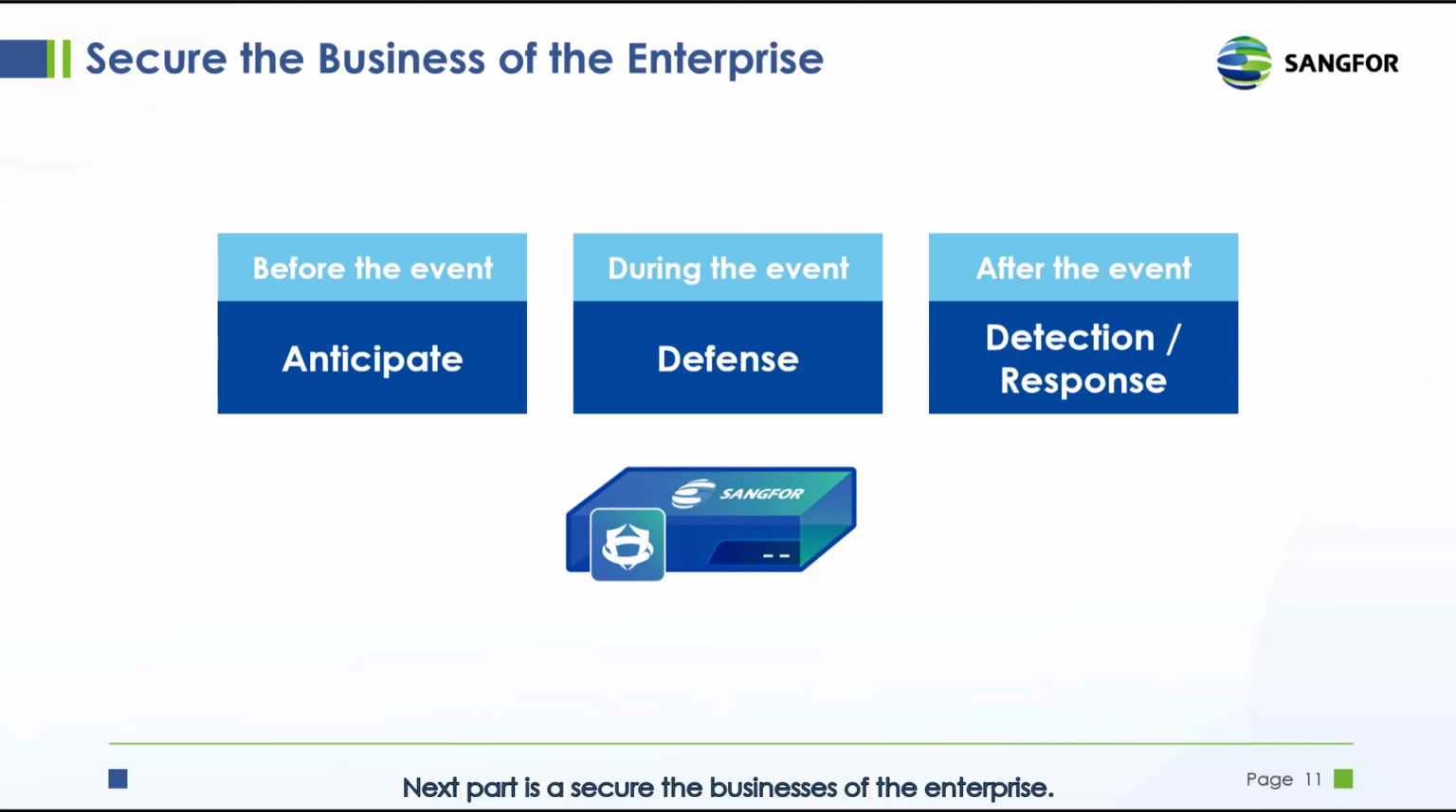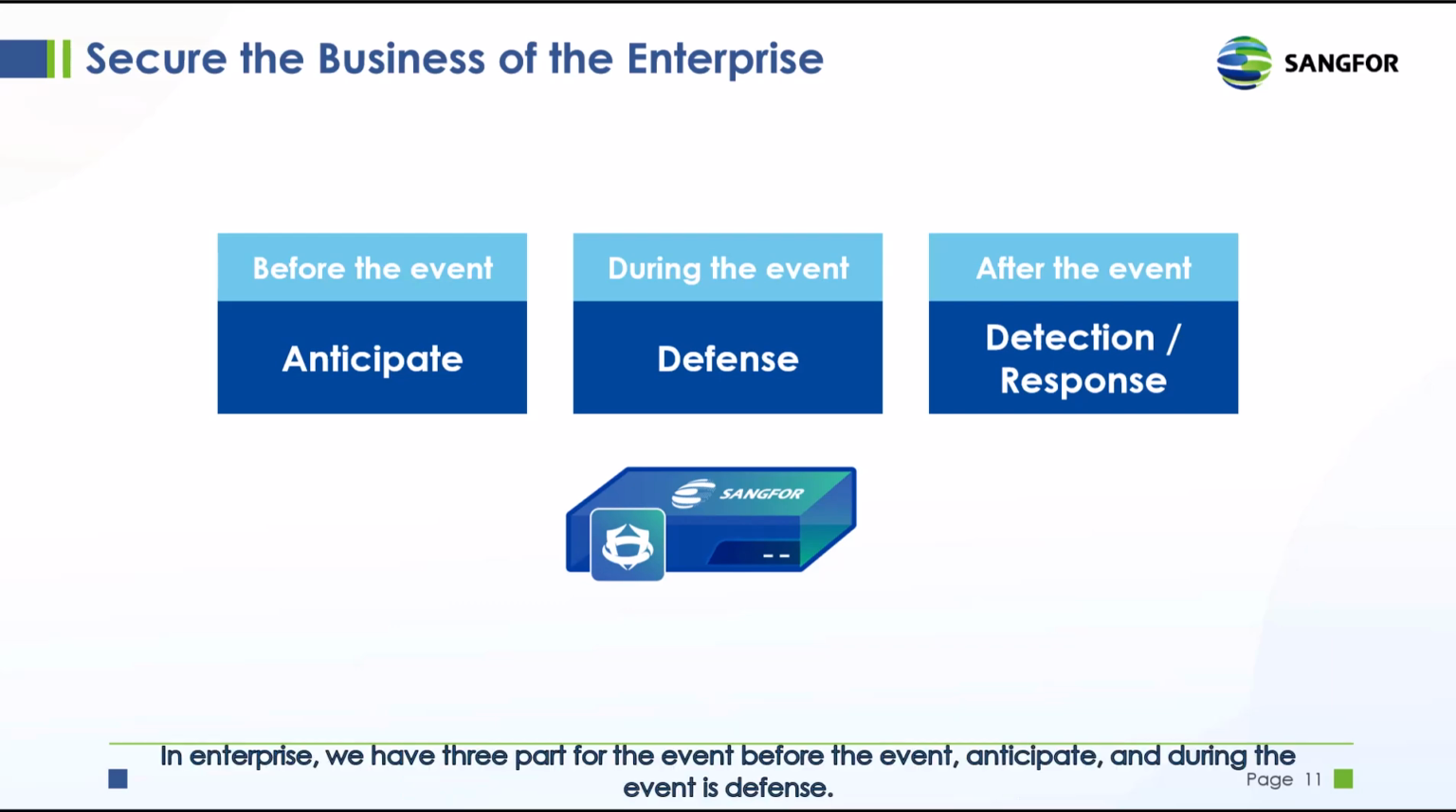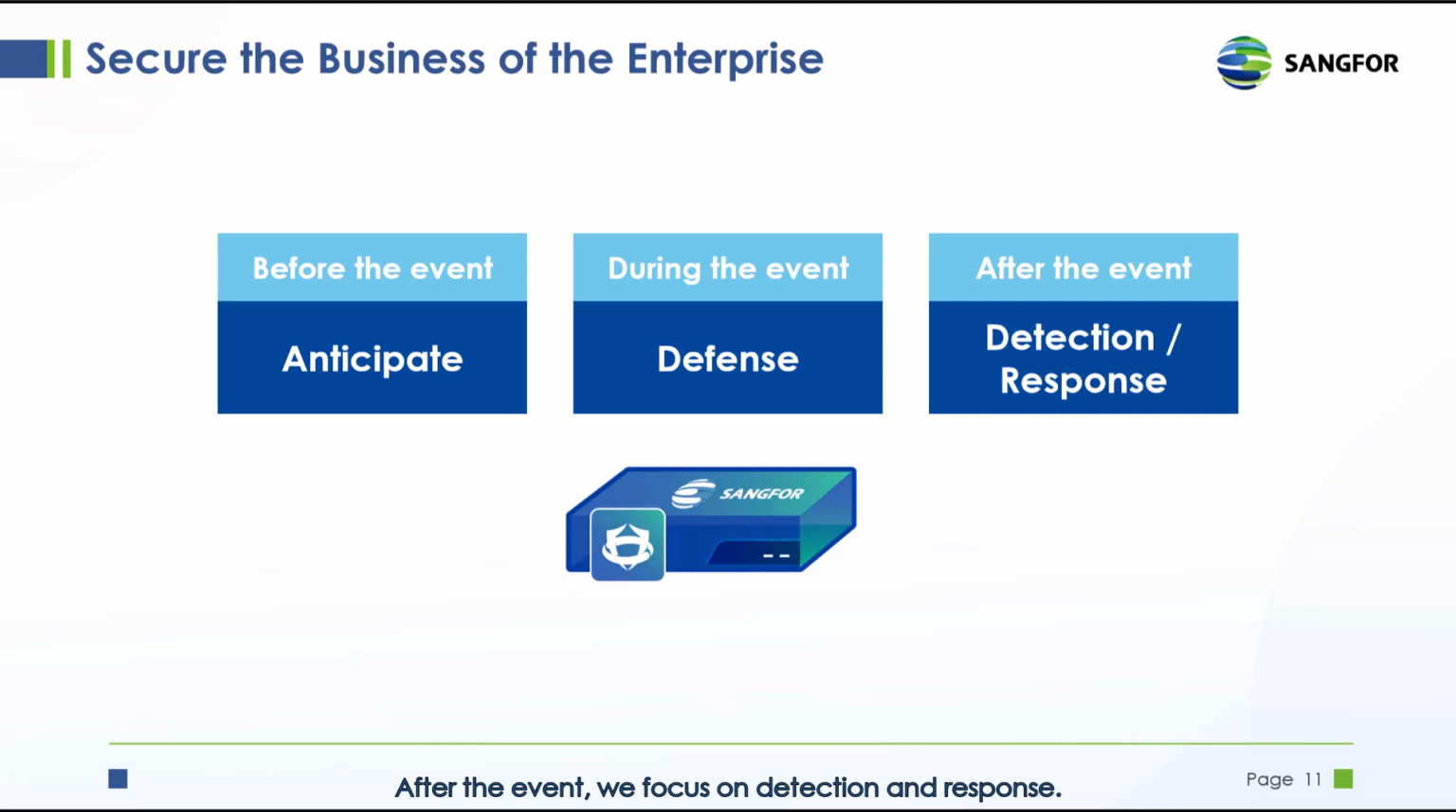Next part is to secure the businesses of the enterprise. In the enterprise, we have 3 parts: before the event is anticipation, and during the event is defense. After the event, we focus on detection and response.